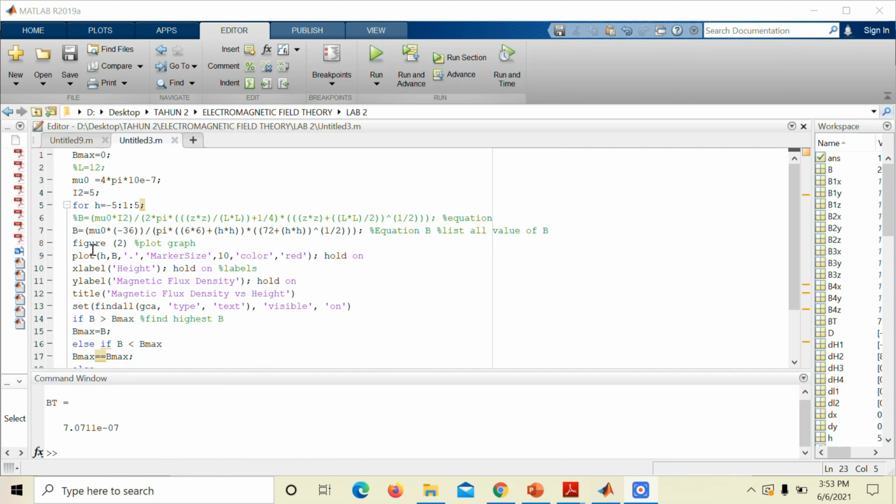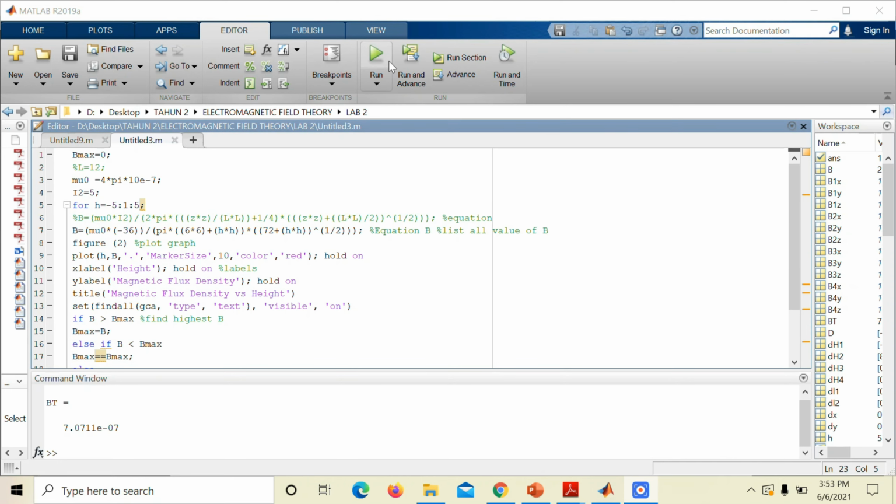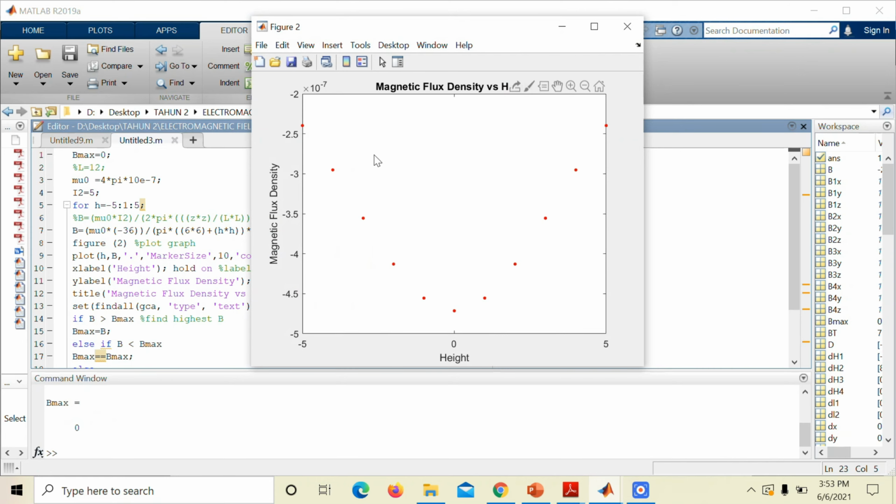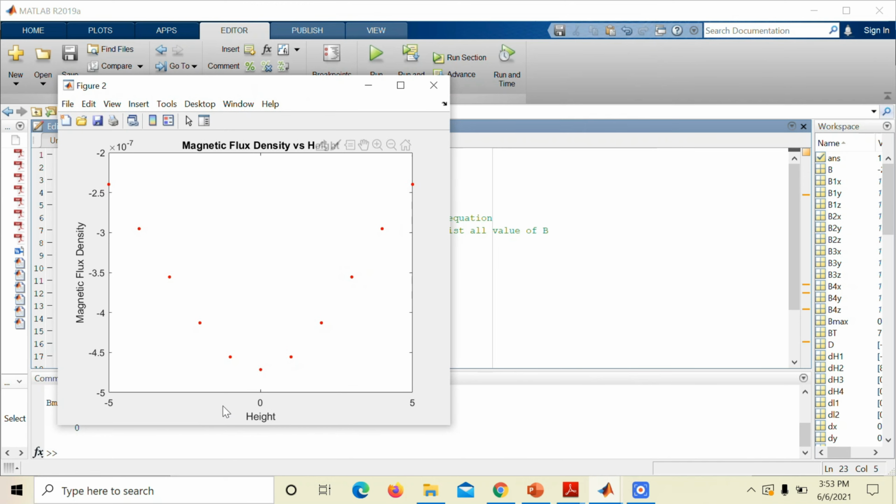And this is our second coding for the question part B, simulation analysis. This coding is also the same, where we have the free space permeability 4 pi 10 exponent -7 and our current is 5 ampere. And we just run this simulation and we will get the graph of the magnetic flux density versus H. So here we can see that this graph starts from the minimum value, which is -5, until the maximum value, which is 5.